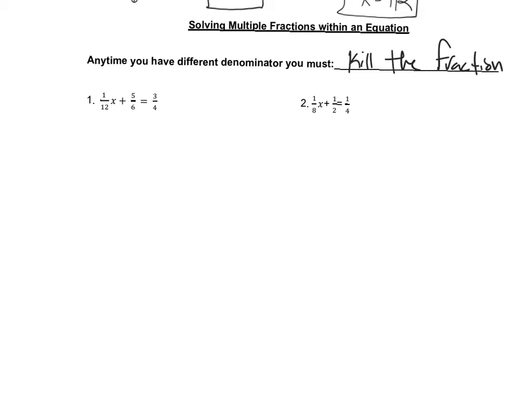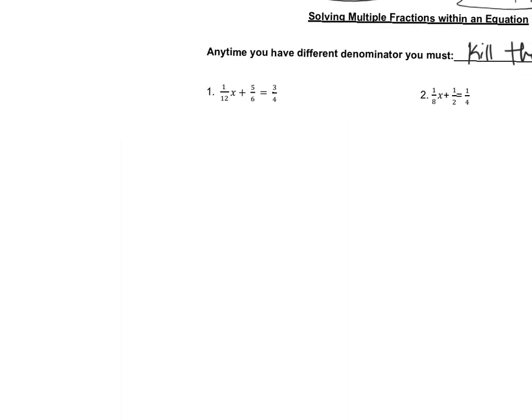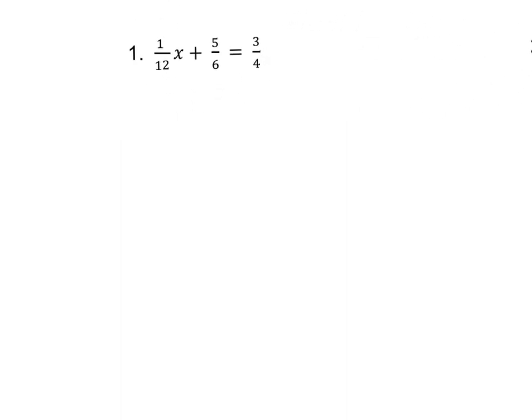In order to kill the fraction, we're going to multiply everything by the value of the denominators when we multiply them together. So here on this number 1, we see that we have 1/12x plus 5 over 6 equals 3 over 4. So we're going to take all these numbers along the bottom here. So the 12, the 6, and the 4. So all the numbers along the bottom.